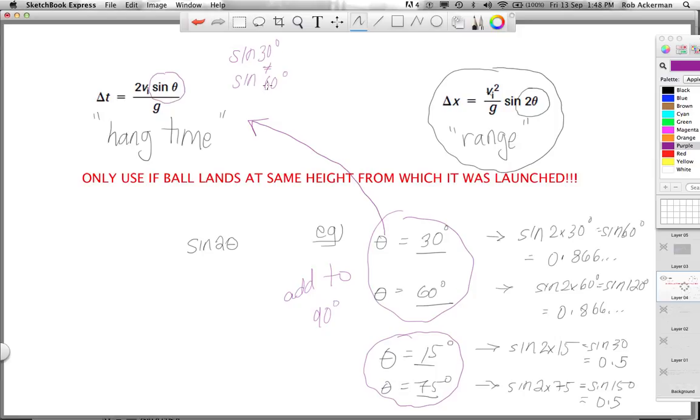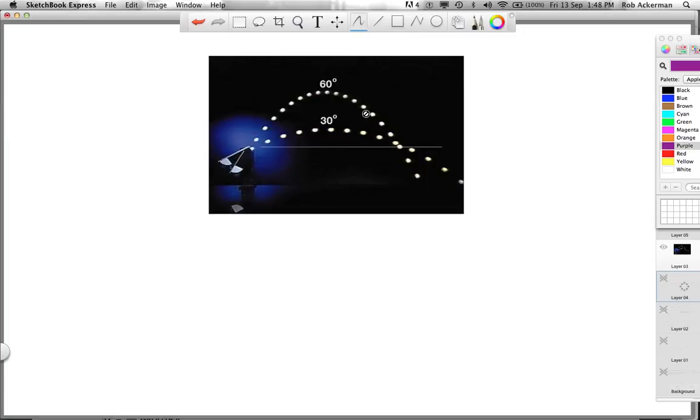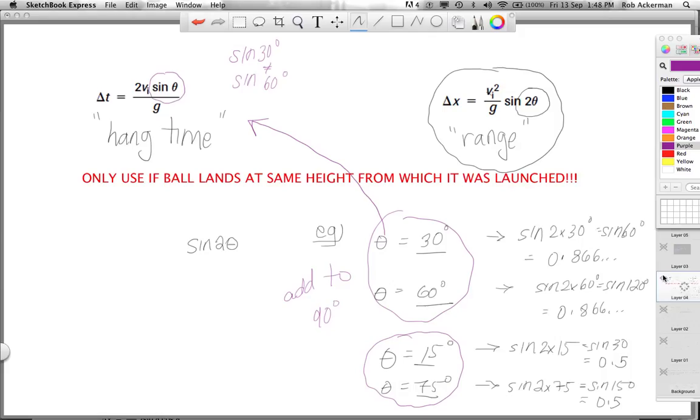Therefore, for the 30-60 option, they both have the same range, but one goes higher. It stays in the air longer. It's got a longer hang time. One stays in the air less time. So think like a football player. When would you want the ball to get to where it's going quickly, and when would you want it to take more time? These are some important hints to think about when you're analyzing the practical application of these two equations. All right, that's about all I have for you.